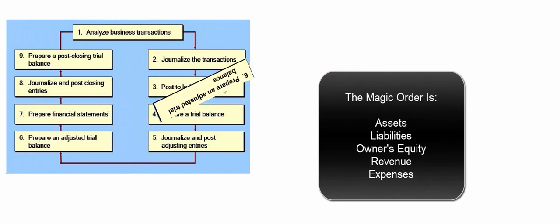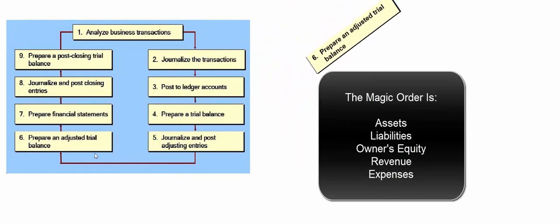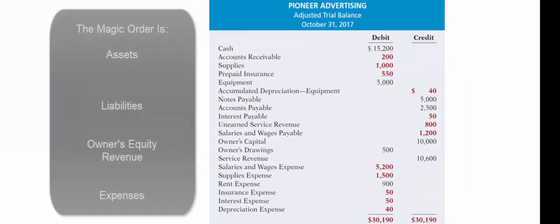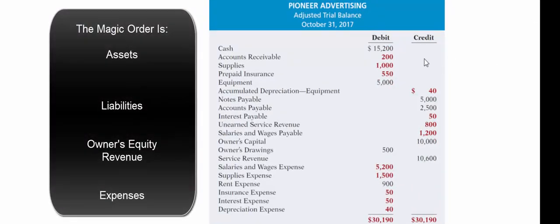Step 6 of the accounting cycle is to prepare an adjusted trial balance. So just like the trial balance, we list the accounts in a certain order, except now their balances have changed slightly due to the adjustments. In this example, the accounts in red are the ones that changed from the trial balance.